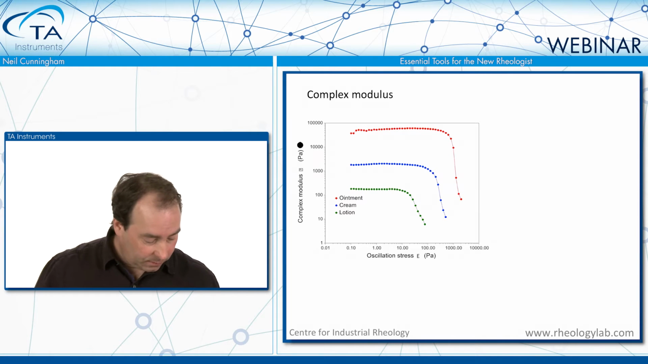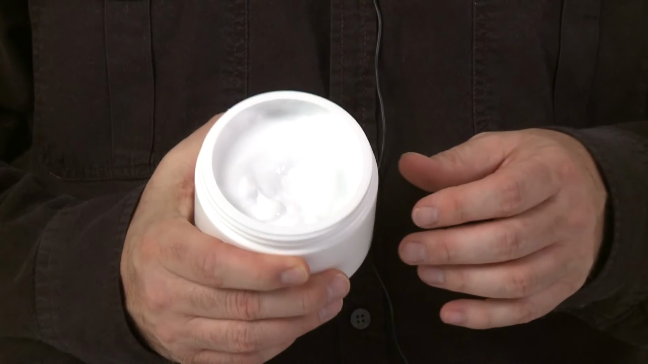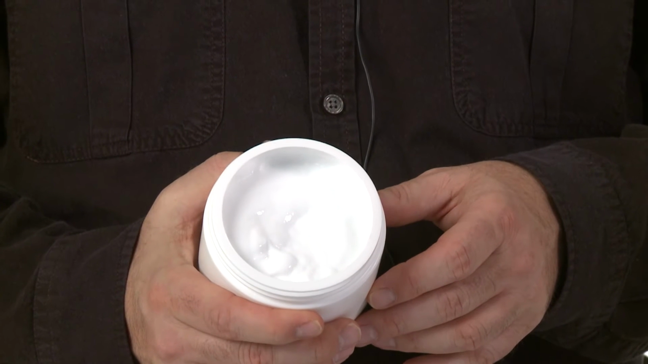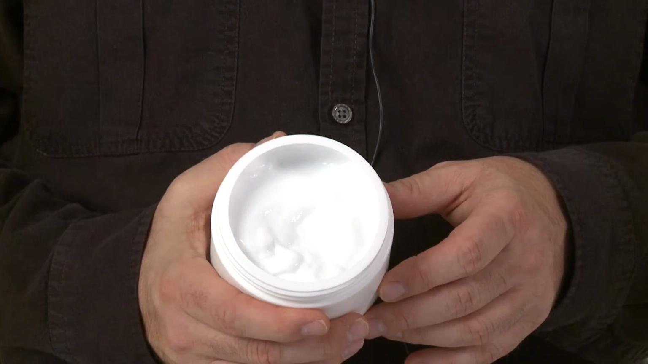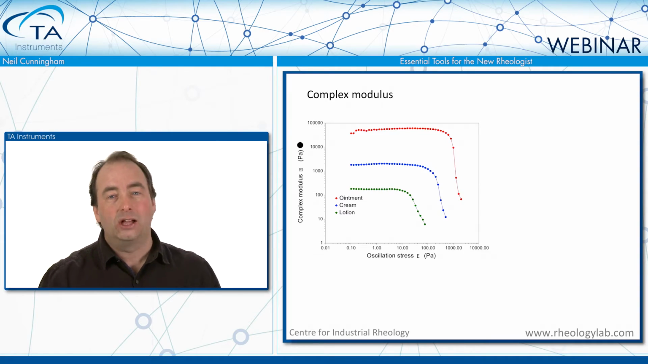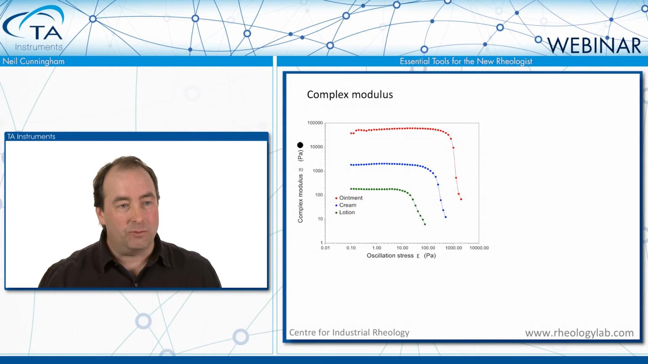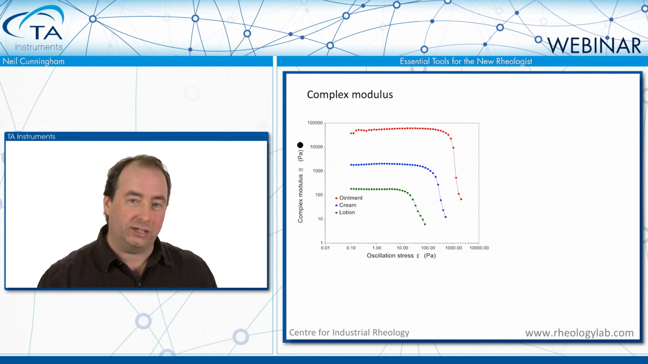Okay, a cream. So here I've got a tub of cream. The cream you can see has an intermediate complex modulus plateau value, so the rigidity in the middle there, and also the yield stress in the middle. And with a cream we want something that's got a bit of body to it.